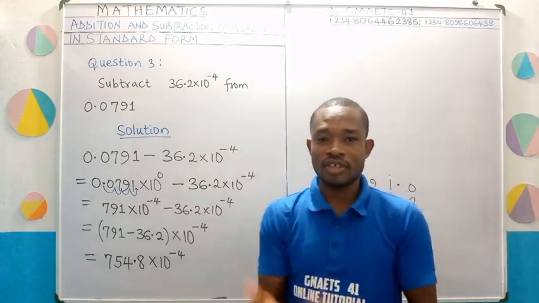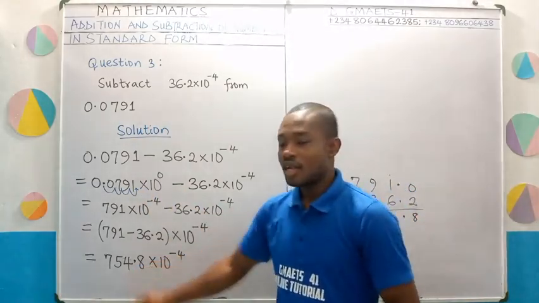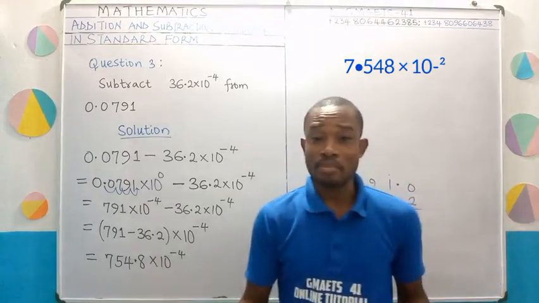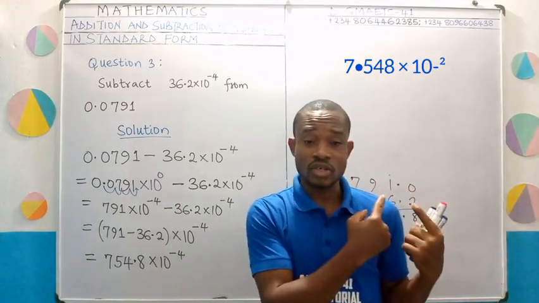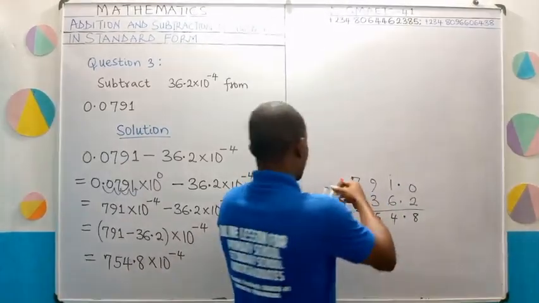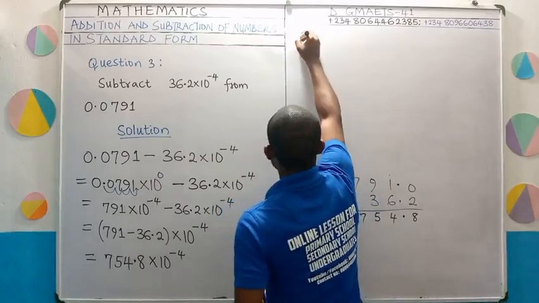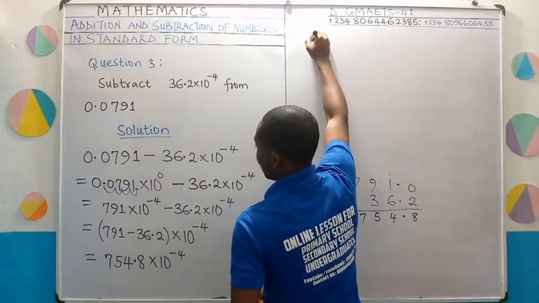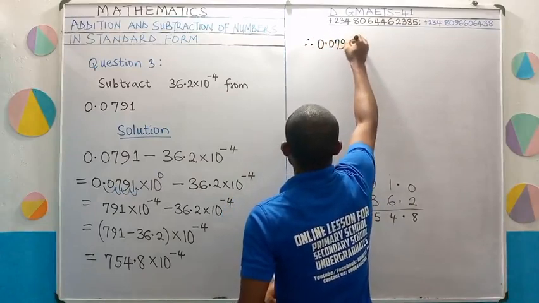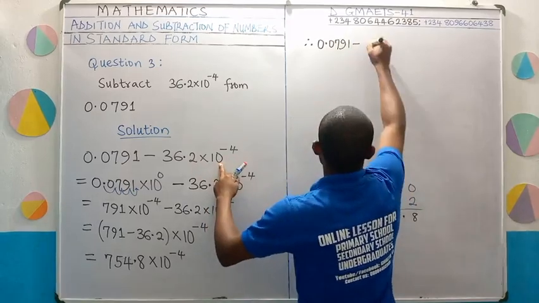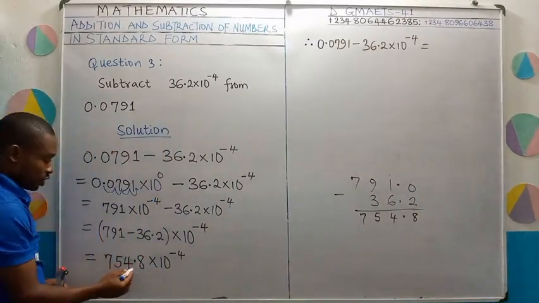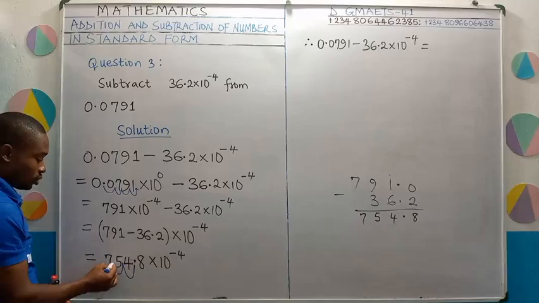Maybe in the options, if you see this answer, 7.548 times 10 raised to power minus 2, which I'm going to get as our final answer, you can go for it. Okay, let us conclude. Moving our points, therefore, you're going to have 0.0791 minus 36.2 times 10 raised to power minus 4. Our answer will now be, let me show you here, 1 and 2.